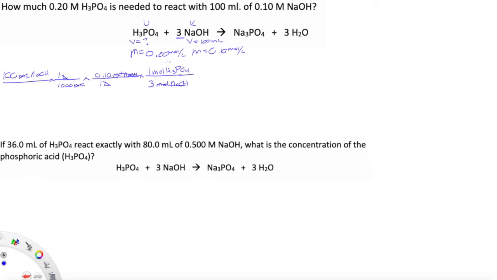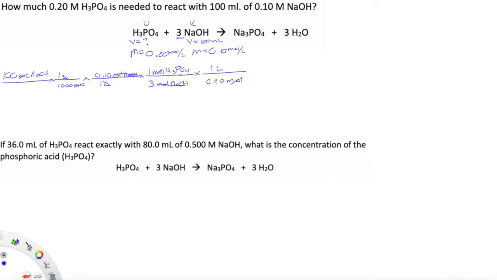Now my units are moles of phosphoric acid, but the problem is asking me to calculate a volume. So what I'm going to do is use the molarity of phosphoric acid to cancel out moles, and it'll leave me with a volume. I'm going to use that like a conversion factor, and I'm going to set moles on the bottom, so 0.20 moles in 1 liter.